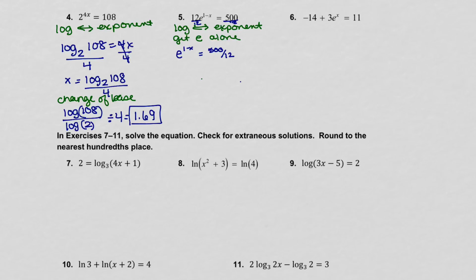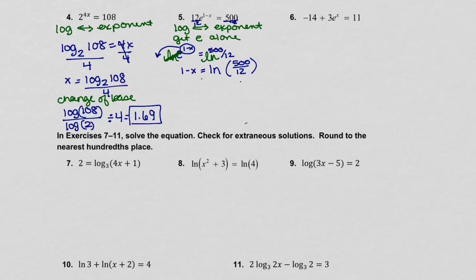I mean, you could reduce it down to 125 over 3 if you want, or you can leave it like this. But I know that the log is special when it comes to an e. My log base e is actually the natural log. So I'm going to take the natural log of both sides. So that cancels out on that side. And this moves down. We did that power yesterday. So 1 minus x equals the natural log of 500 divided by 12.